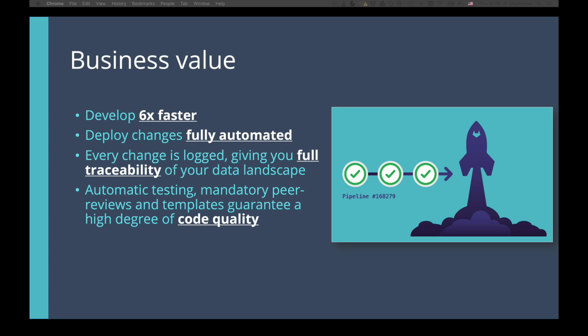I hope that this demo made you very enthusiastic. And to come back to the business value of our proposition, using our approach allows you to develop up to 6 times faster. Your changes are deployed in a fully automated fashion. There is full traceability on your data landscape, so you can see when a change was deployed by whom. And last but not least, automatic testing, mandatory peer reviews, and templates guarantee a high degree of code quality.